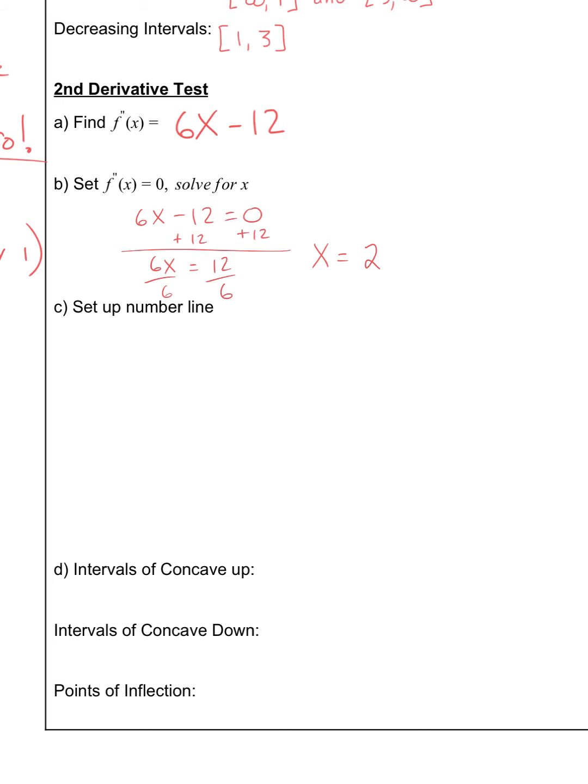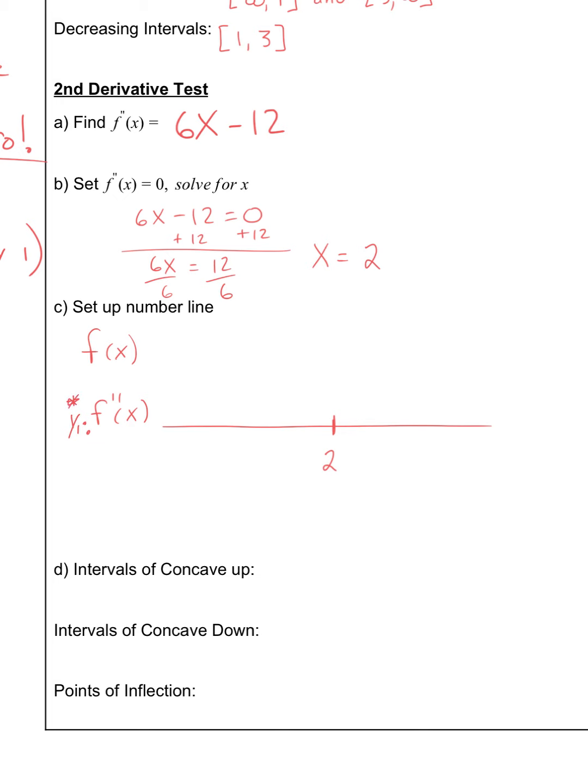Now we set up a number line for the second derivative test. We put the second derivative on the bottom line, and we're going to use the second derivative to tell us about the original function. And of course, our x-intercept goes on the bottom. So again, we're using the second derivative to tell us about the original function. We are going to be looking at the second derivative in y equals.